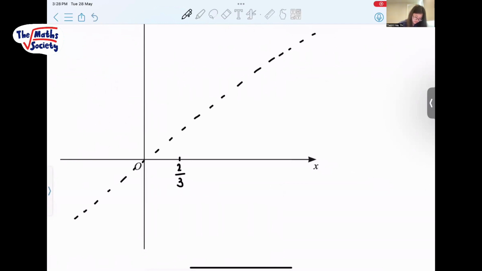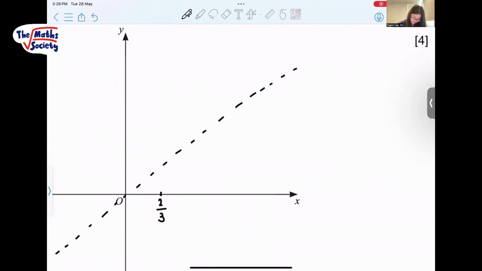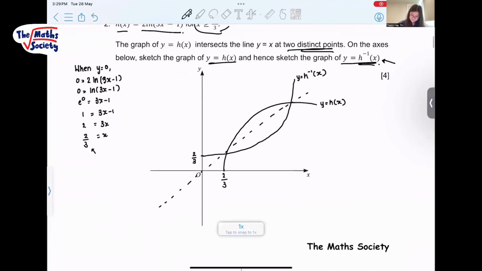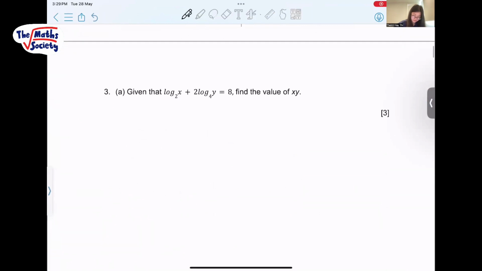Let's draw a mirror line. Then we're going to draw our first h of x line. So we know this is y equal to h of x. And then it's going to be a mirrored part, so it's going to be this way. I'll just do that again. And there's going to be y equal to h inverse x. And this is your graph. And we'll go to number 3.